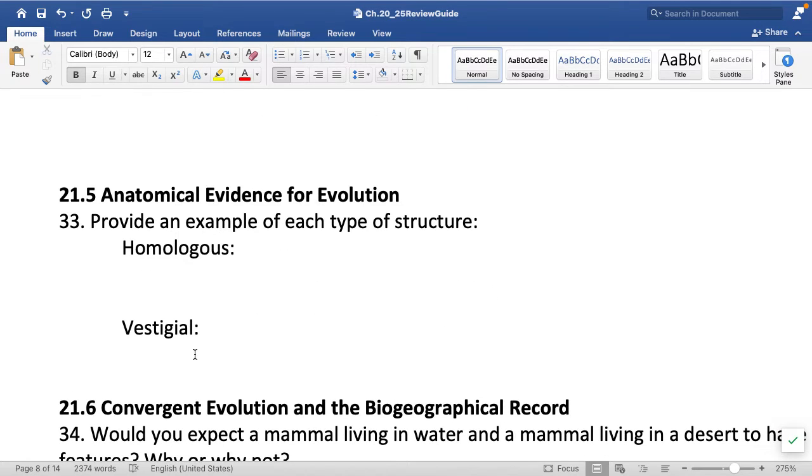Okay, anatomical evidence for evolution. Provide an example for each type of structure. Should we define them too? I mean, yeah. Bird, it's like different looks, same thing, right? I forgot how that works though. Same function, different origin or something. No, it's not the same function. Same bones or whatever. Same structure, yeah.